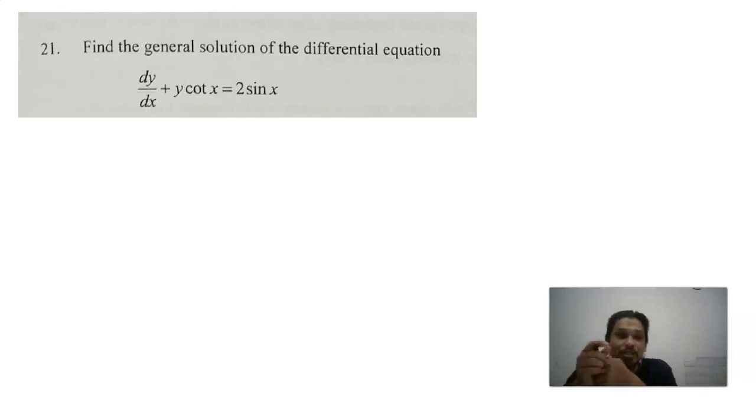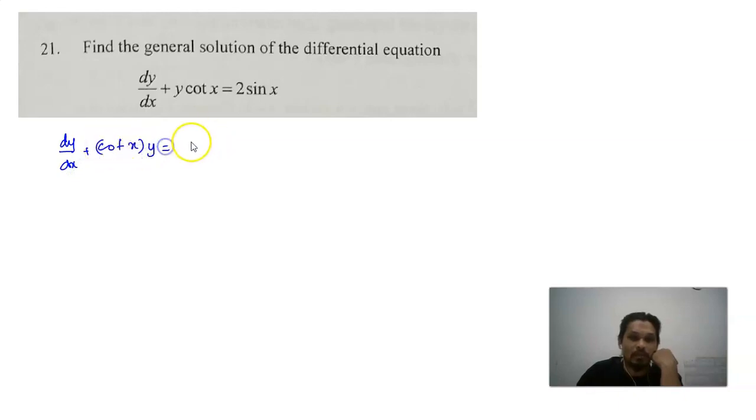I choose the question that has a trigonometric function. So now dy dx plus cotangent x times y equal to 2 sine x.